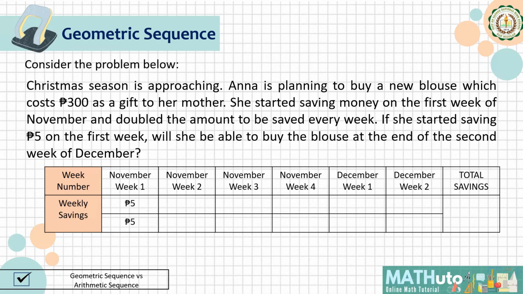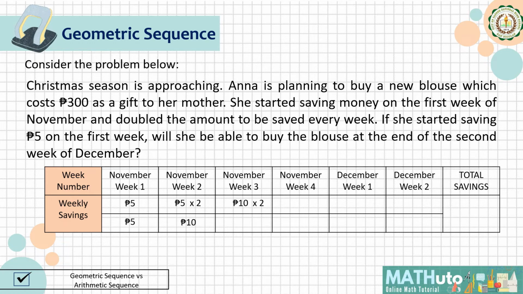For the first row, the number of weeks starting from the week 1 of November up to the second week of December. And for the second row, we have the weekly savings of Anna. For the first week, Anna saved 5 pesos. And for the next week, it will be double the amount. Thus, Anna's saving is 5 pesos times 2, that is 10 pesos.